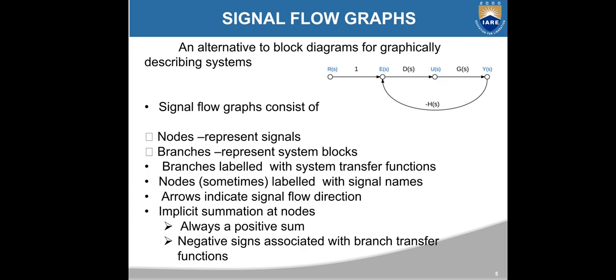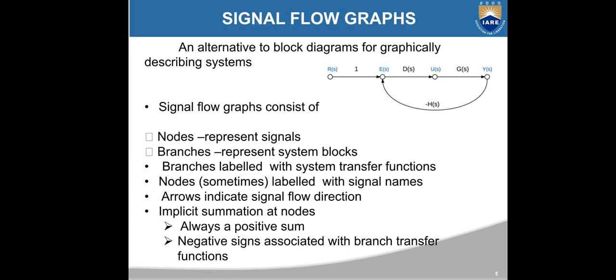Signal flow graphs. An alternative to the block diagram for graphically describing a system is the signal flow graph. The signal flow graph consists of nodes and branches. Nodes represent the signals, and branches represent the system blocks. Branches are labeled with system transfer functions. Nodes are sometimes labeled with signal names. Arrows indicate the signal flow direction.